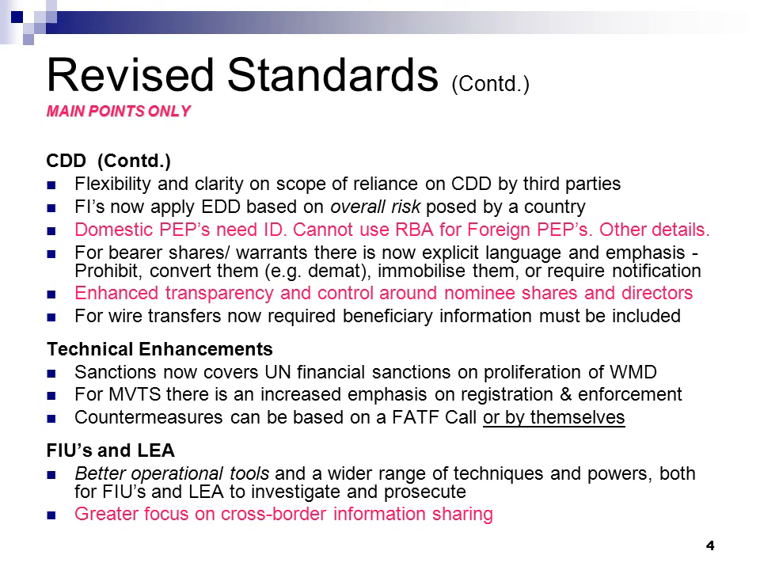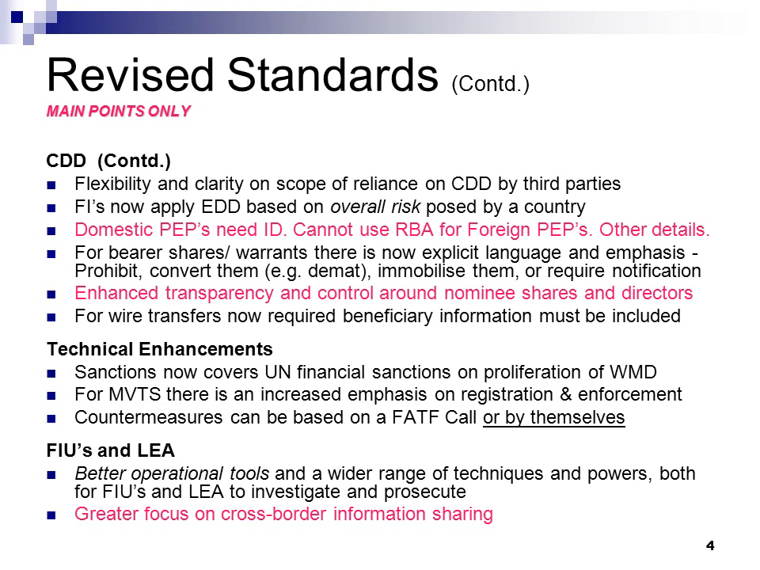There are also some technical enhancements. Sanctions now covers the UN financial sanctions on proliferation of weapons of mass destruction. For money value transfer systems, there is an increased emphasis on registration and enforcement around this, which means that banks need to have greater emphasis on suspicious transaction report filing processes around MVTS and unregistered MVTS. Countermeasures can now be based not just on a FATF call, but also by themselves. So countries can come out with their own countermeasures.